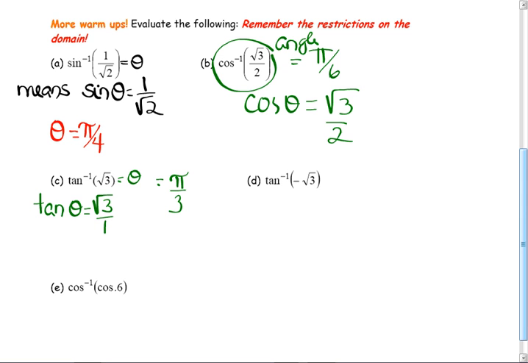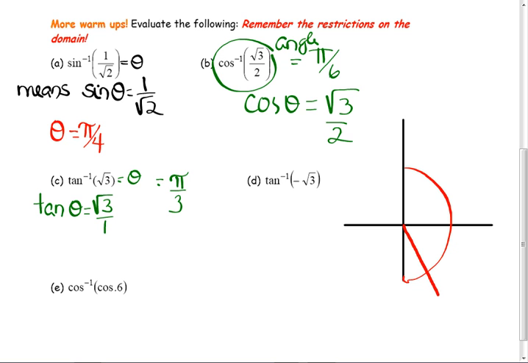Okay, life is good. We're in the first quadrant. Life is not good on the next one. Well, let's draw the picture. Now, remember, for the inverse sine and inverse tangent, I'm going to be between minus pi over 2 and pi over 2. So it's this. And to get these angles, it's a negative angle.